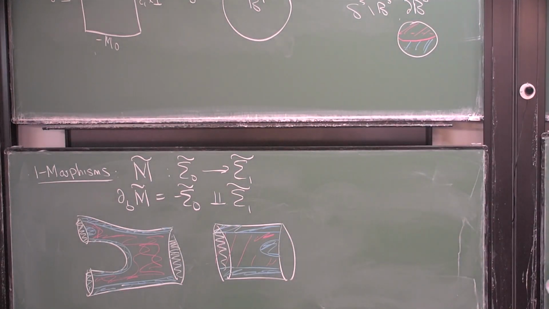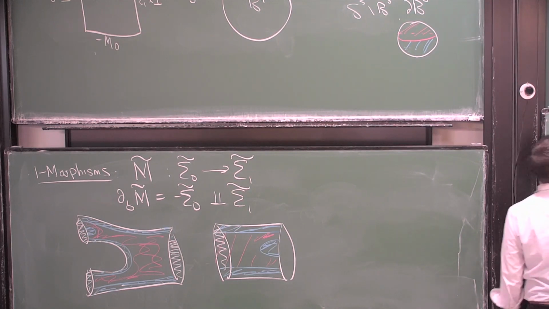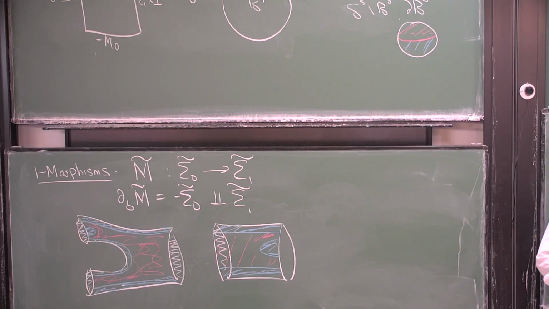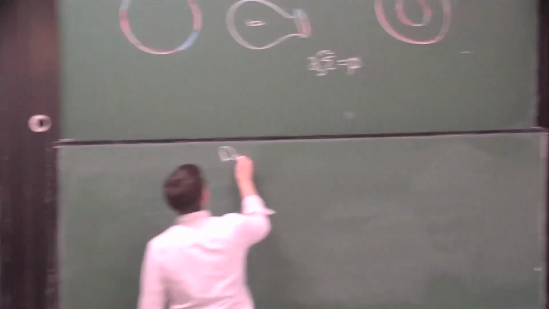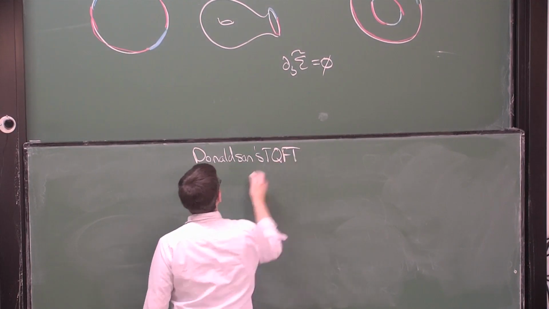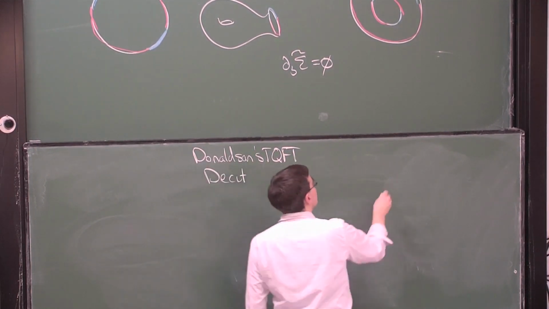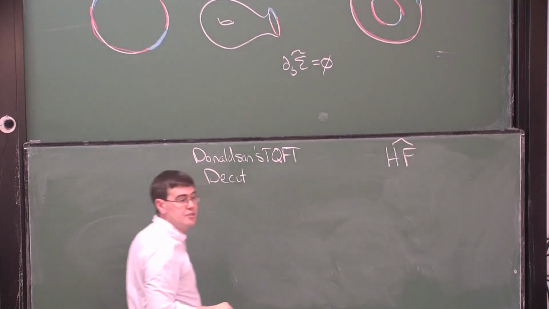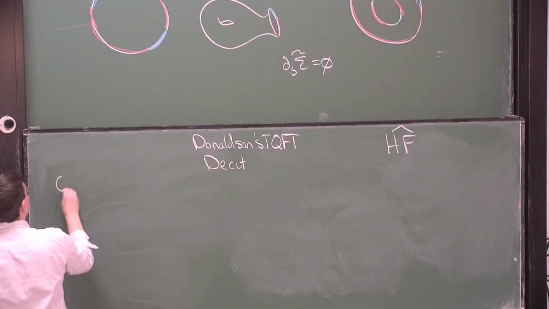So now, let's talk about how the functor should look. Maybe it's easier to think about the decategorified version of this functor first. That usually goes by, it's a variant of what's called Donaldson's TQFT. So this is the decategorification. And over here we'll write HF hat for the categorification. Okay, and so let's discuss what this does on objects.